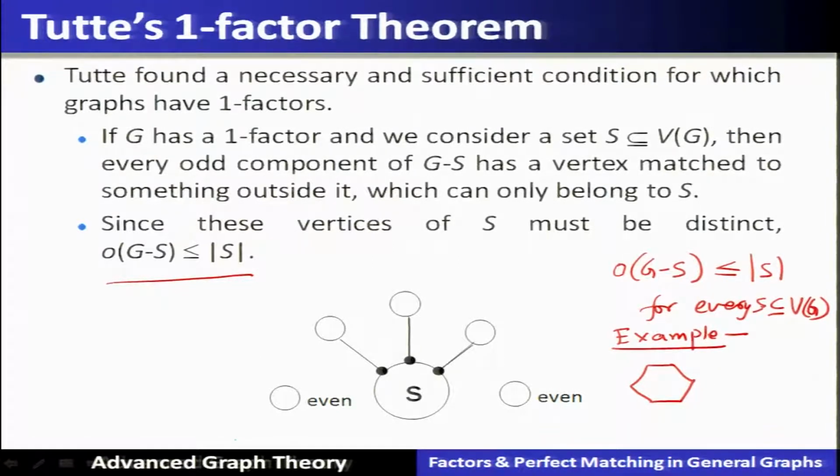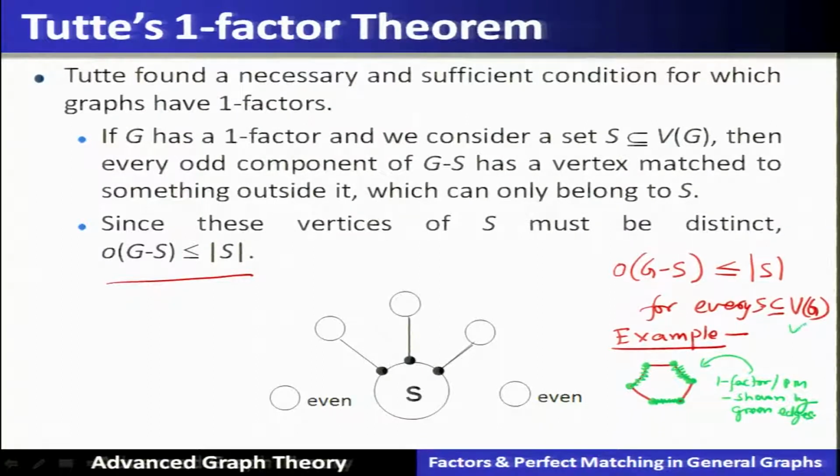Let us see, this particular edge will saturate these two vertices, this particular edge of the graph will saturate these two vertices, and this edge will saturate these. So, one factor or perfect matching is shown by the green edges. So, this particular graph has the perfect matching.